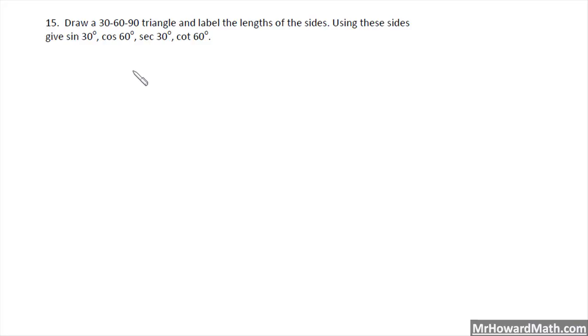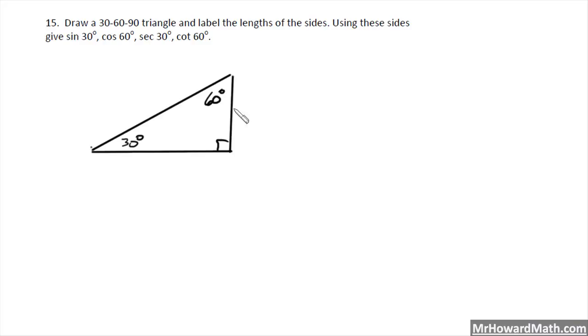Draw a 30, 60, 90 triangle. Label the lengths of the sides. Using these sides, give sine 30, cosine 60, secant 30, cotangent 60. Alright, so let's draw this triangle here. 30, 60, 90 triangle. So 90 here, 30 is here, 60 is here. So the shortest side, the 30-degree angle points at, this medium side, the 60-degree angle points at, the hypotenuse, the 90-degree angle points at. That's the way any triangle is, and that's basic, but it's important to understand that.